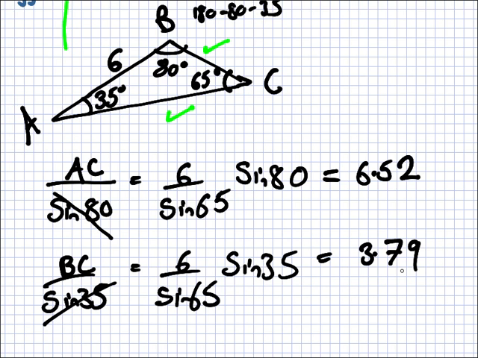This length is the same as this length, which means this triangle is isosceles. These two angles have to be the same. Oh, yeah, you can see it now. So what's this angle? This has to be 43.